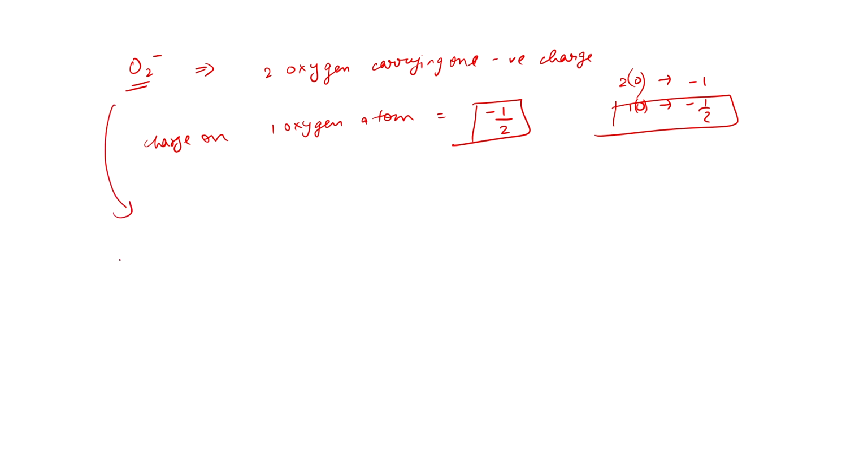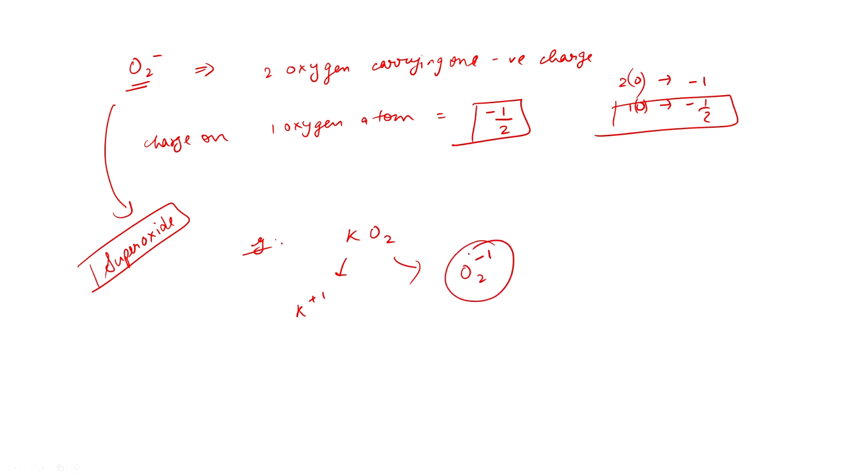This type of species we call superoxide. What do we call it? Superoxide. There are some examples. Let us see an example of KO2. We know potassium is +1, that means this O2 has a charge of minus 1, meaning 2 oxygen are carrying a minus 1 charge, and this species is called potassium superoxide.